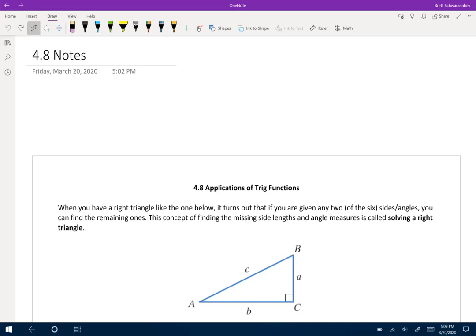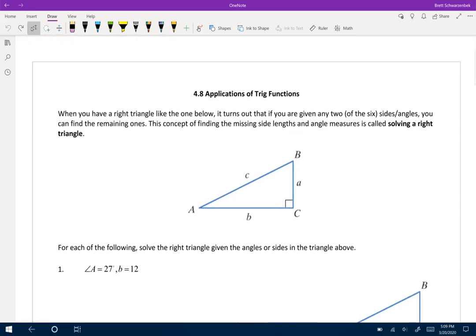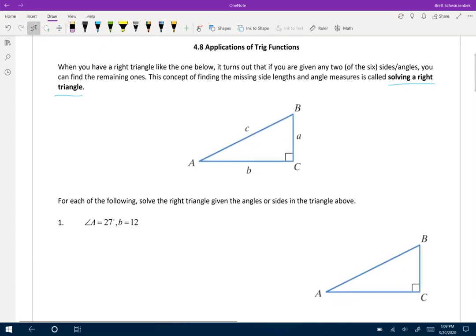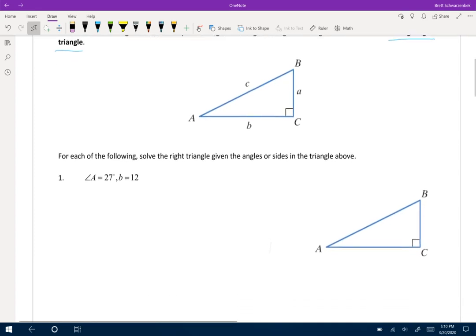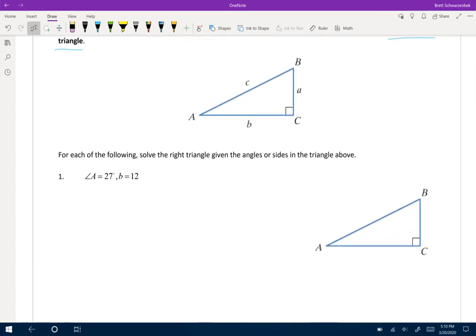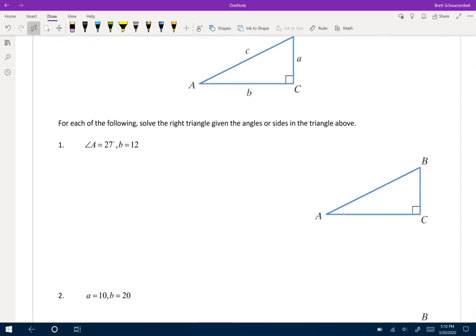Okay, so this is the Precalculus 2, section 4.8 notes on applications of trig functions. The main concept in the beginning of this section is that of what's called solving a right triangle. In prior sections, you've been given a couple pieces of a triangle and you needed to find one other missing piece. Basically, the concept of solving a right triangle means that you are once again given a few pieces, but you want to now find all the remaining sides and angles. So that's basically what we're going to do.